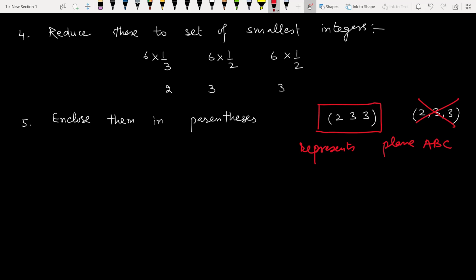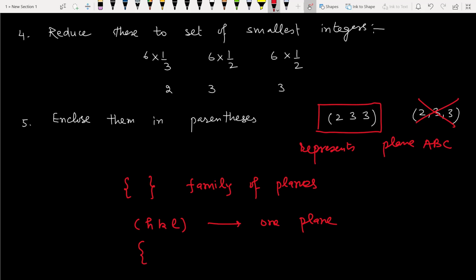And a family of planes is represented with curly brackets. So if we write like this (hkl), this is one plane, and {hkl} is a family of planes.